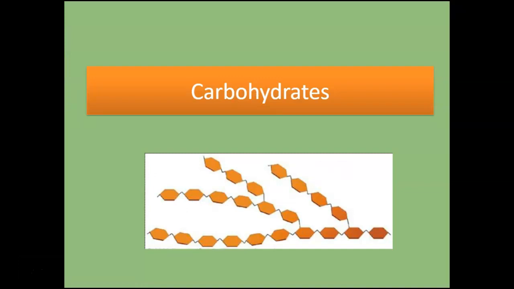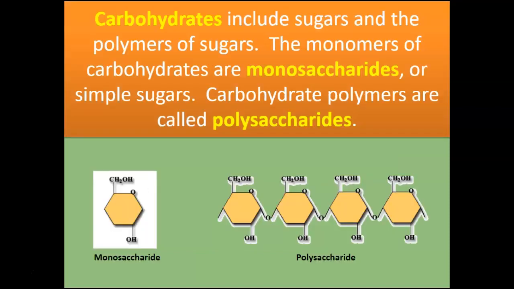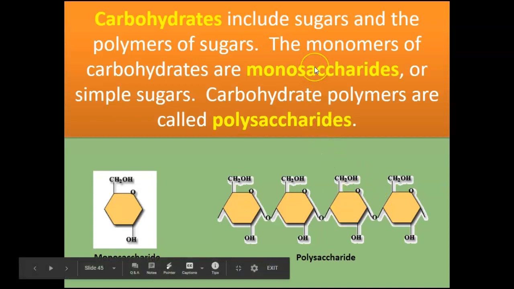Carbohydrates. Carbohydrates are a biomolecule, and they contain sugars and the polymers of sugars. The monomers of carbohydrates are called monosaccharides, and the polymers of carbohydrates are called polysaccharides. That's an easy one to remember, as long as you remember the word saccharides. You can see a monosaccharide here built into a polysaccharide.